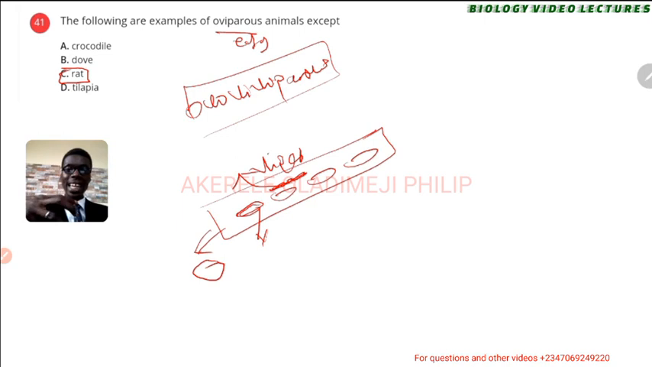So basically, ovoviviparous is like retaining a fertilized egg inside your body, and then you lay the egg, and the egg gets matured. But for oviparous, they just lay their eggs outside, probably sit on them like birds would do, or walk away like reptiles would do, and bury the eggs in the soil. Those are oviparous. All right.